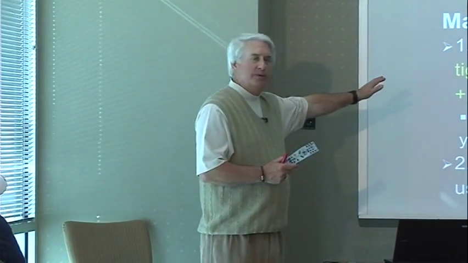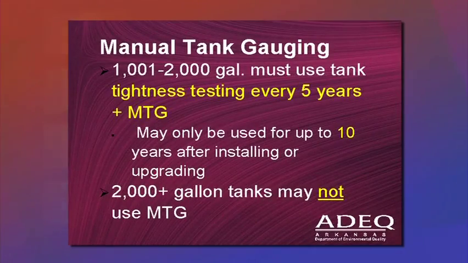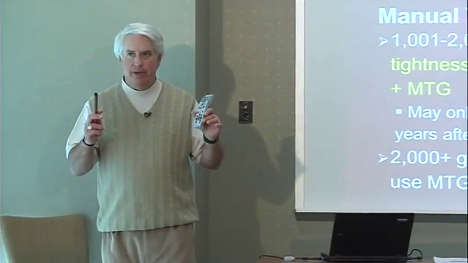For manual tank gauging, it can only be used for tanks that are between 1,000 and 2,000 gallons. And you have to do a tank tightness test. Manual tank gauging, tank tightness test. Again, 10-year period. In the middle of that 10-year period, you have to do the tank tightness test.